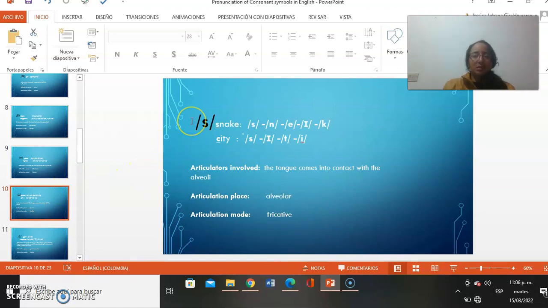Continue with this letter S. It sounds S. For example, snake and city. The articulators involved, the tongue comes into contact with the alveoli, articulation place, alveolar, and is fricative.